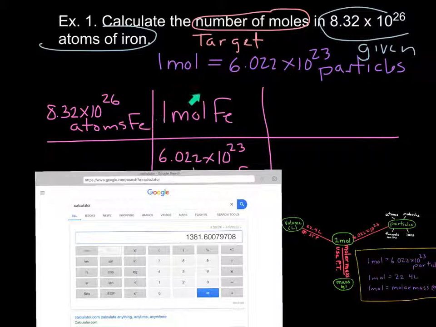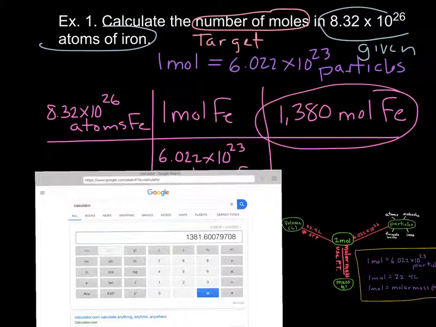Remember, these values have an infinite number of sig figs because they're an equality or a measured value. So we can keep 1,380. 1 is less than 5, so we don't round up. So we are going to report 1,380 moles of iron. And that is our answer.